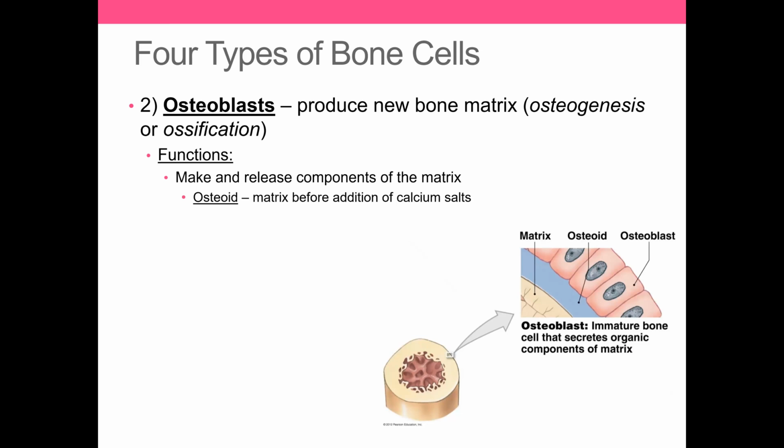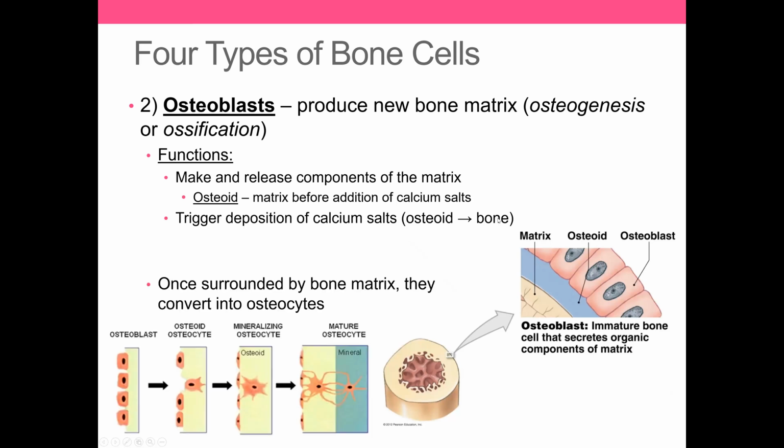So this is what they do. They make and release components of the matrix. So first they're going to release the protein fibers, so the collagen fibers. This is like putting down the steel rods of the steel reinforced concrete. And when you just have all of the protein fibers in place, we call that osteoid. So that's like pre-bone. We've got protein fibers, but we haven't added those calcium salts to it yet. So it's not quite fully bone. And then once we have the osteoid, the osteoblasts then trigger the deposition of calcium salts. And once you get those hydroxyapatite crystals made from calcium phosphate, the osteoid is now considered to be real bone.